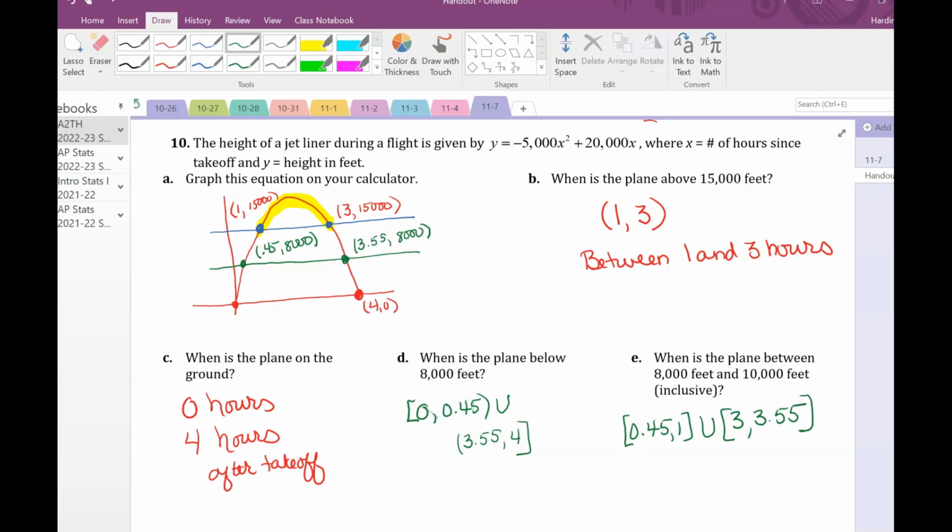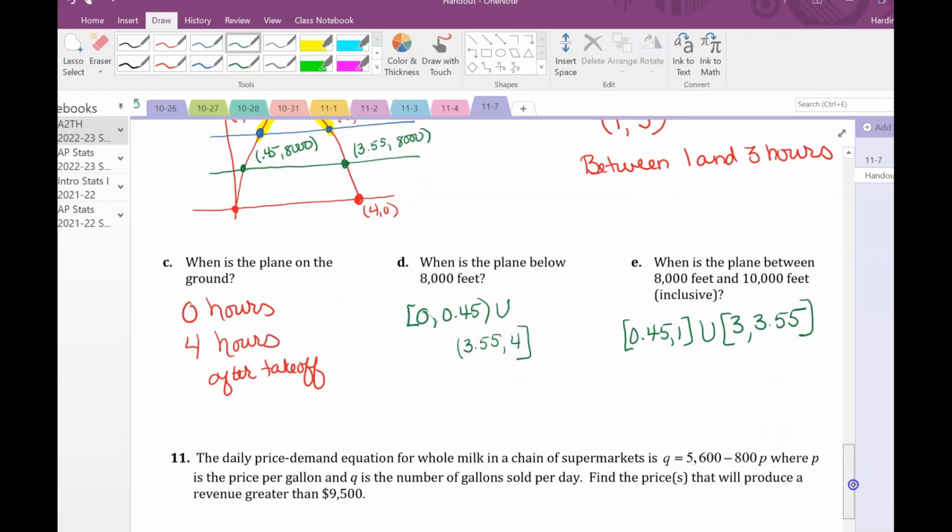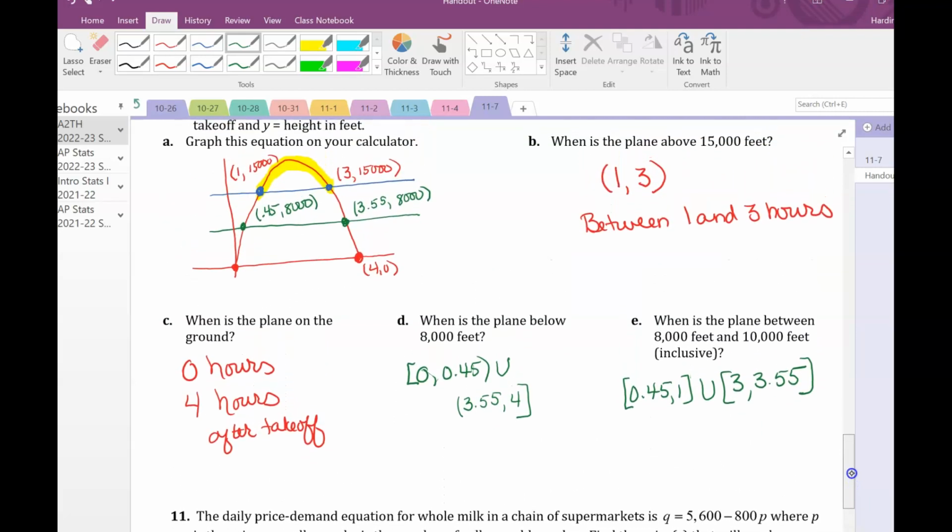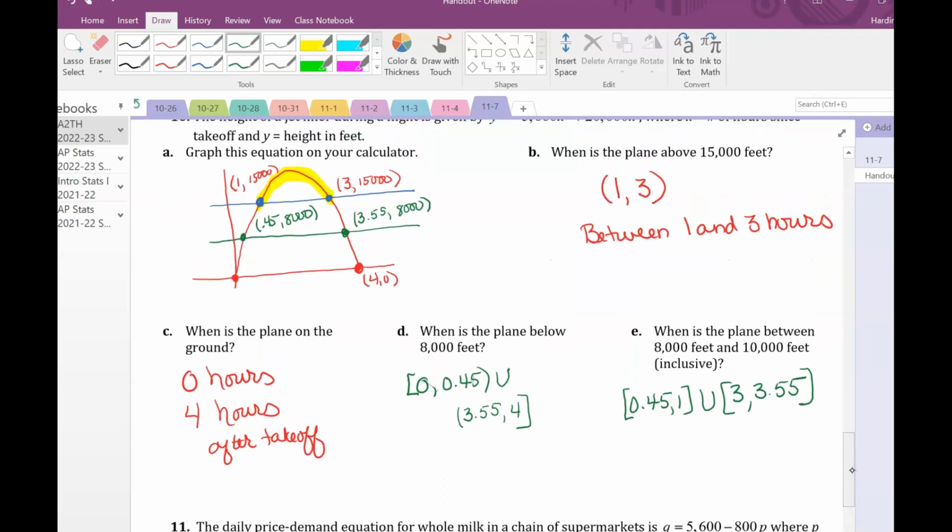So when is the plane below 8,000? 0 to 0.45, and then again 3.55 to 4. When is the plane between 8,000 and 10,000 inclusive? And then you can see the answers there. So hopefully that helps. This last problem we're going to skip for now. We might use that as a warm-up when I see you on Wednesday.